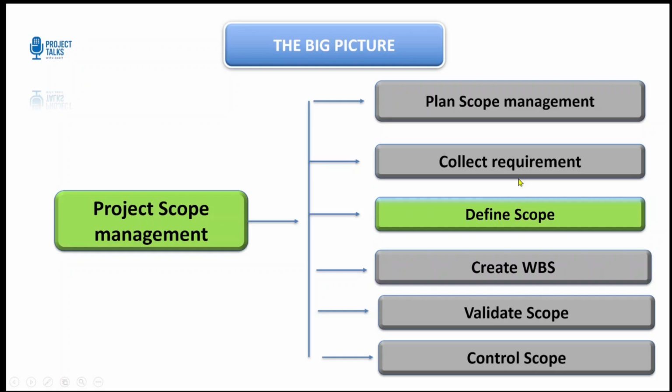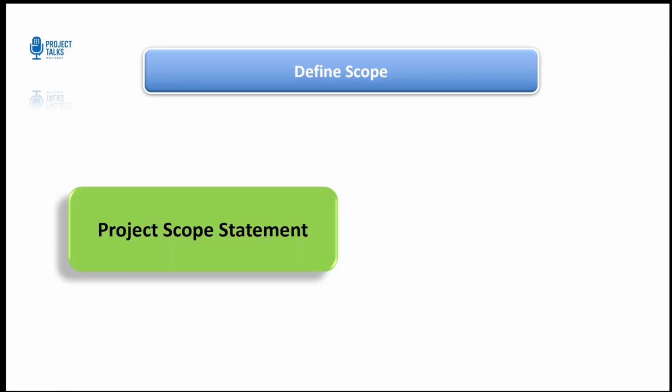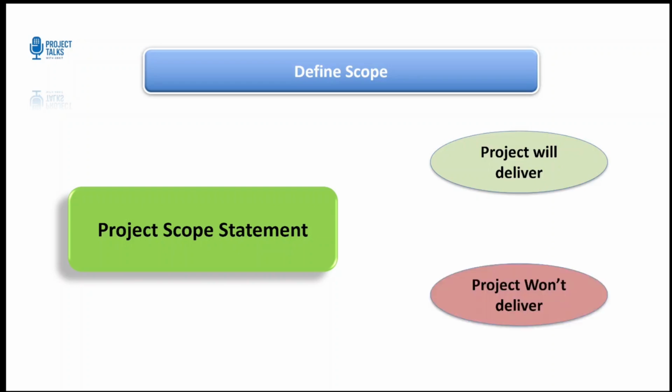So, guys, so far we have discussed plan scope management, collect requirements, and now let's move to the third process, define scope. Once all the requirements are gathered, it's time to define the project scope statement, a detailed description of what the project will and won't deliver.